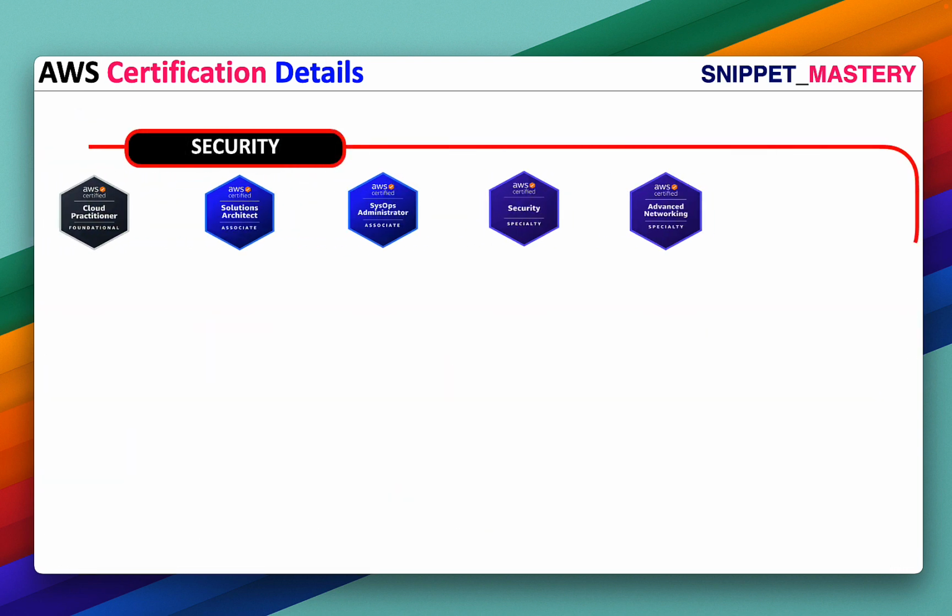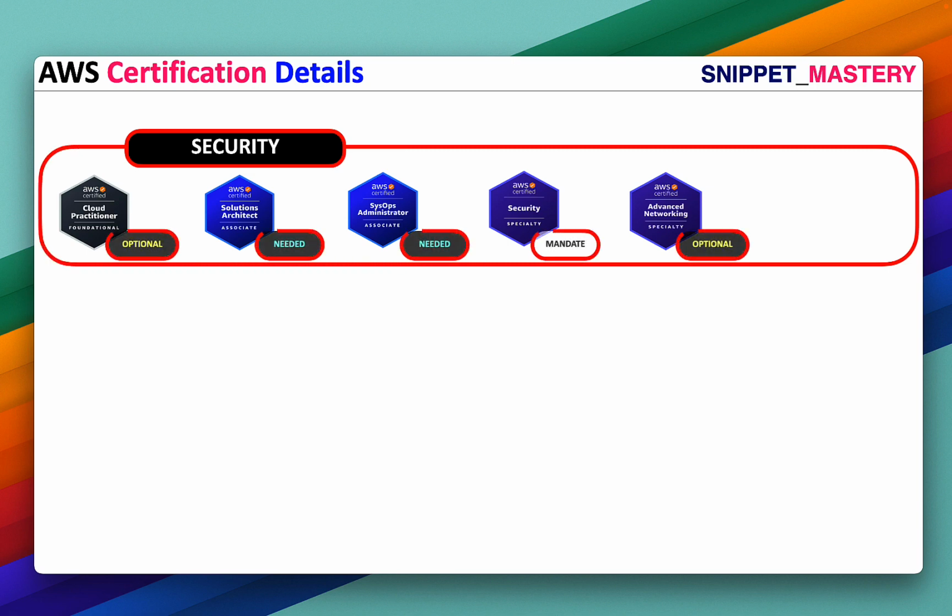The next is security. So for security, you need to take the mandate as security specialty, and then you have associate architect and SysOps administrator associate becomes needed, and advanced networking specialty and cloud practitioner becomes optional. The reason we go for advanced networking is because we rely on the security environment, so we need to have knowledge on the advanced networking implementations as well. So that is also kept as a package in this security as optional. So these are the recommended certifications under the security layer, but the mandate one is security specialty certificate.